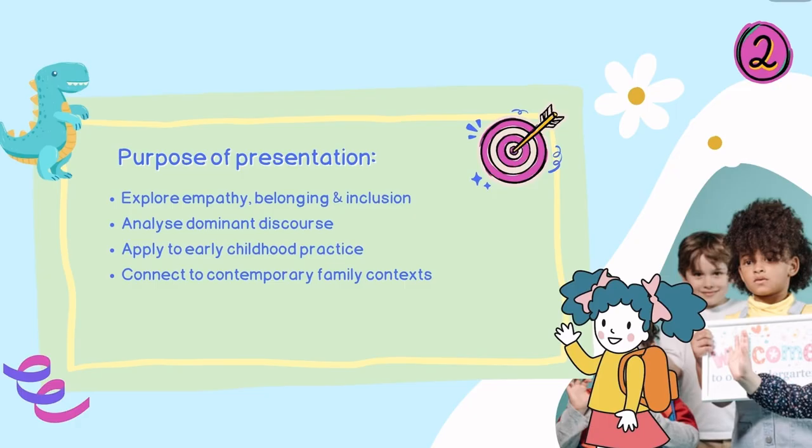So this presentation will explore how these texts support empathy and inclusion. I will analyze the dominant discourse within each story, apply the messages to early childhood teaching practice, and discuss how they connect to contemporary family contexts such as refugee experiences, financial hardship, and family well-being challenges. Finally, I will reflect on the role of literature in nurturing social and moral understanding among young children.